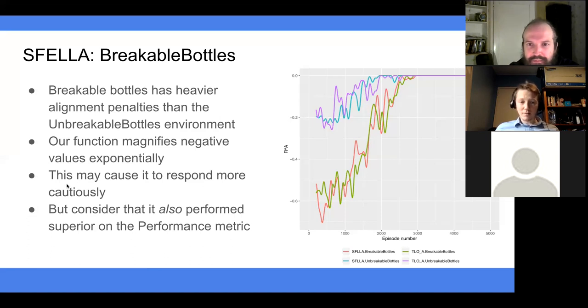So our function is magnifying negative values exponentially, which could cause it to respond even more cautiously and take those negative penalties even more seriously. And that may be why it performed better. But we do have to remember that it also performed superior on the performance metric. So it's a little unclear why that is, but it may have been that responding quickly to the alignment penalty up front also happened to help do better on that performance metric.